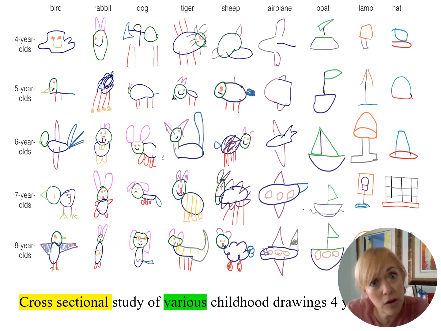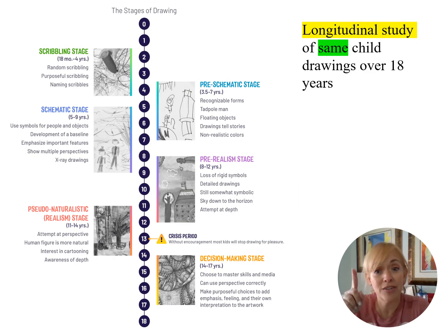So speaking of cross-sectional studies, check out this slide. Isn't it cool? These are different kinds of drawings from a 4-year-old, a 5-year-old, a 6-year-old, a 7-year-old, and an 8-year-old. It shows the progression, the evolution of how we improve our drawing over time. Here's an example of a longitudinal study: the same child being studied over 18 years of life, looking at their drawings, how they have evolved and gotten better as they get older.